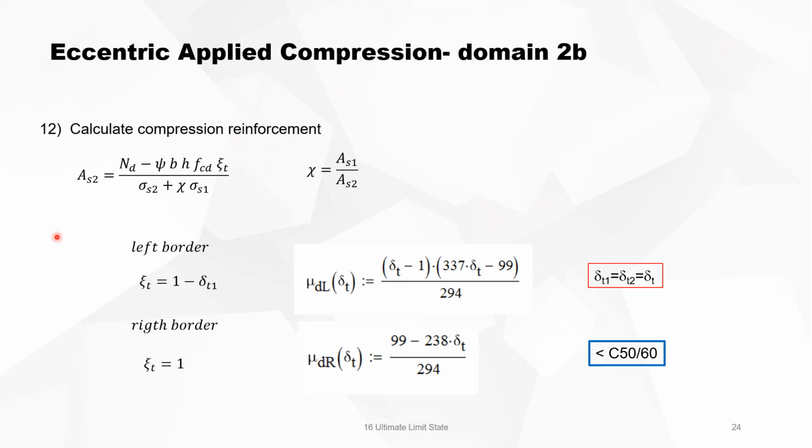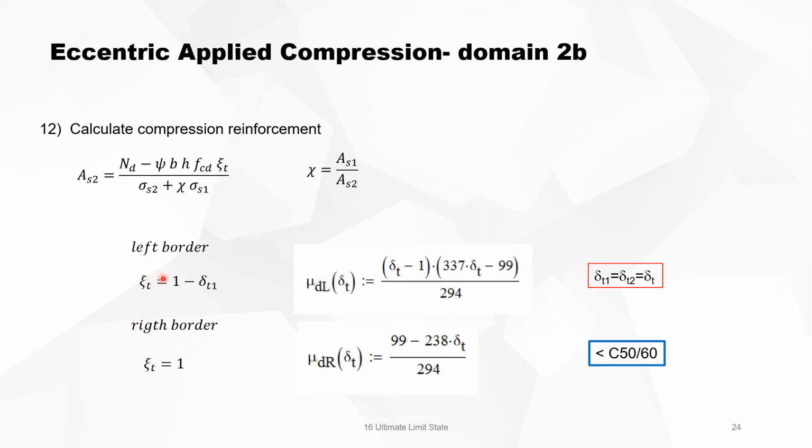It's not simple bending, so we don't know the border limits, but we can calculate them. The left border, that's easy. That's when Ct is 1 minus delta T1. That's the depth of the neutral axis. The right border is when the depth of the neutral axis is equal to h, so Ct is 1.